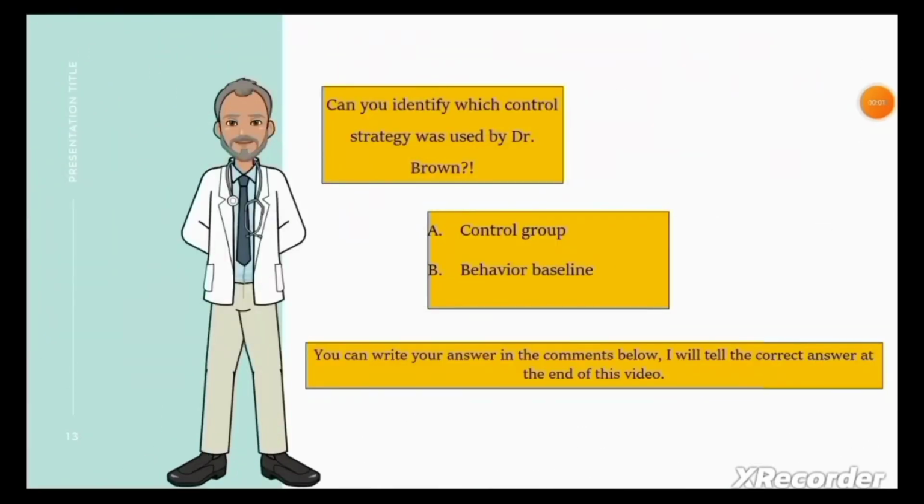Now that we have understood the control strategies, can you identify which control strategy was used by Dr. Brown? A. Control group or B. Behavior baseline? You can write your answer in the comments below. I'll tell the correct answer at the end of this video and I'll get back to you.